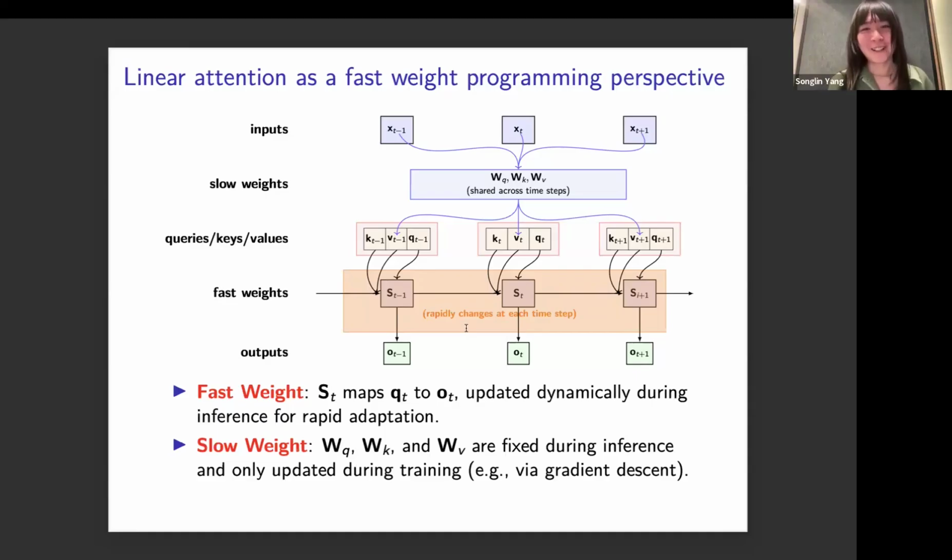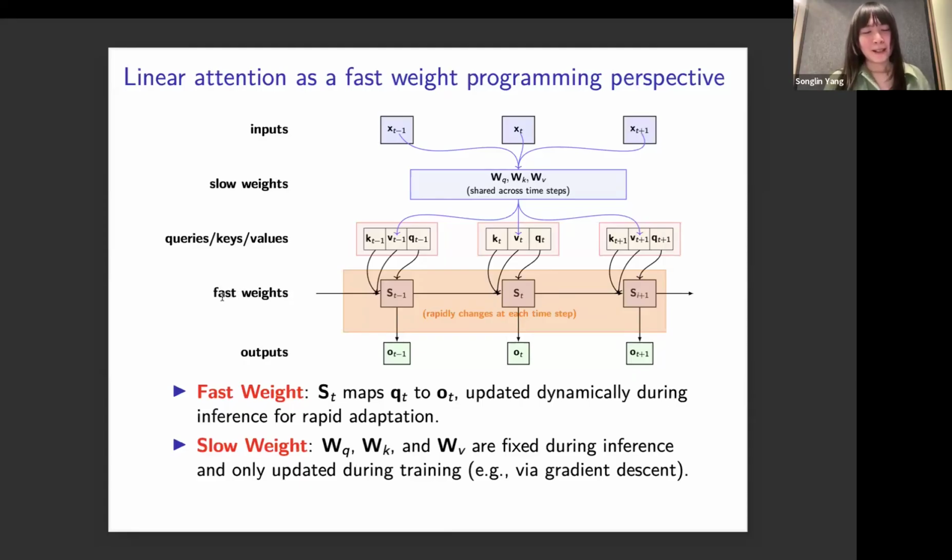Yeah, so in the framework of fast weight programming, there are two types of weight, the slow weight and the fast weight. Take the linear attention as an example. For each input token, we have the query, key, and value projection weight matrix. They are slow weights because they are shared across different time steps. For each position, you use exactly the same query, key and value projection matrix to obtain the query and key values for each position. So they're not changing at all, and this is why they are called the slow weights.